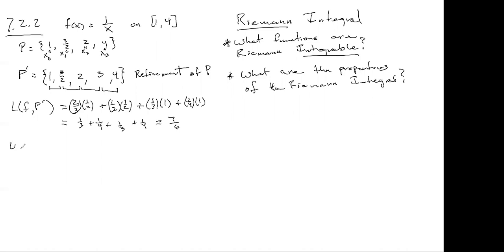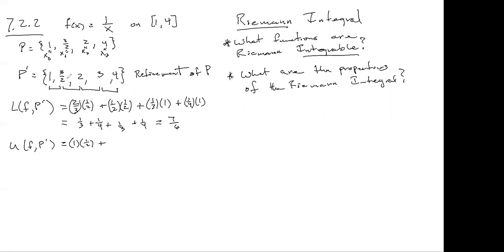And then if we look at the upper sum on this new partition P prime, the widths of the intervals are going to be the same, but now we're looking for the maximum or the supremum of the function, which is going to occur at the left endpoint. So on the first subinterval from 1 to 3 halves, the supremum would occur at 1. When you plug 1 in, you get 1, and the width of the interval is 1/2.